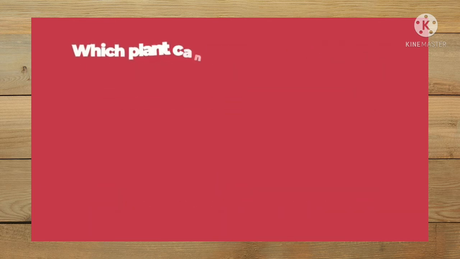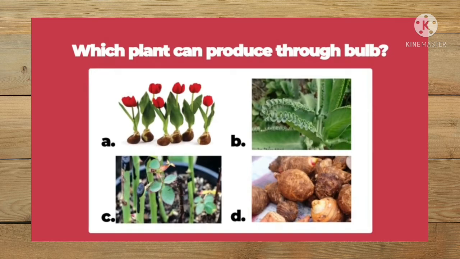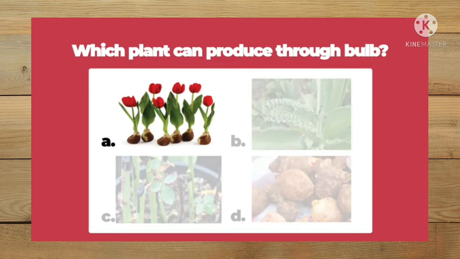Number 4. Which plant can be produced through bulb? A. Tulip. B. Katakataka. C. Rose. D. Taro. If your answer is letter A, tulip, then you are correct. Tulip is an example of bulb.